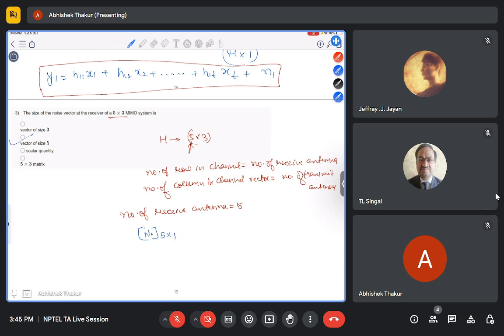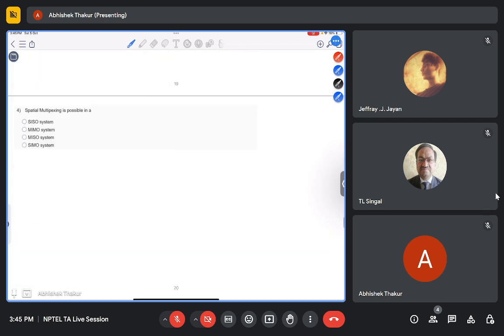Now we'll move on to the next question. Spatial multiplexing is possible in a MIMO system. How? Because parallel transmission can be done in the MIMO system. Even if one transmission is blocked, the other transmission channel will work.